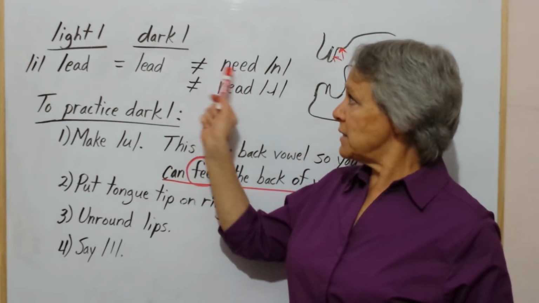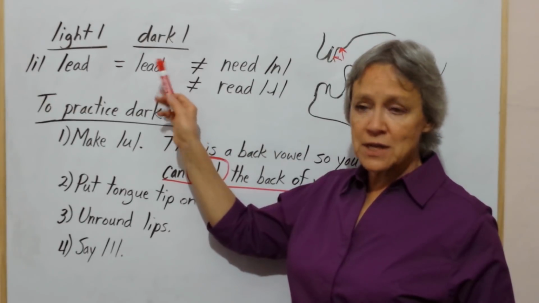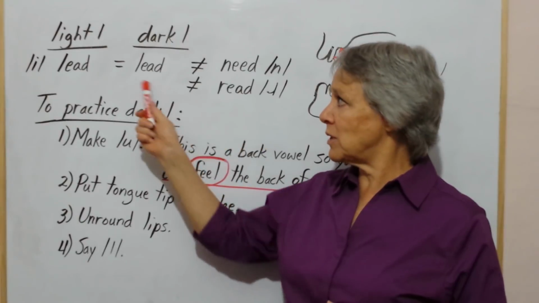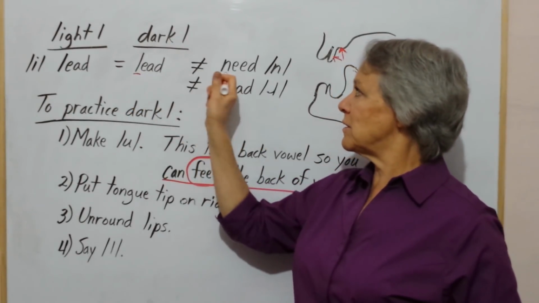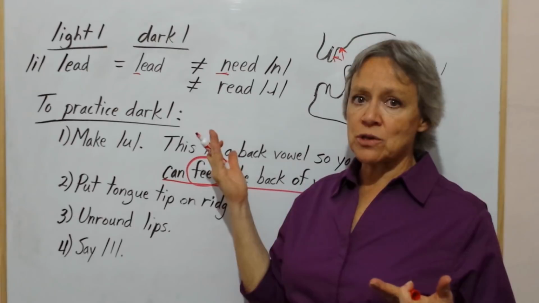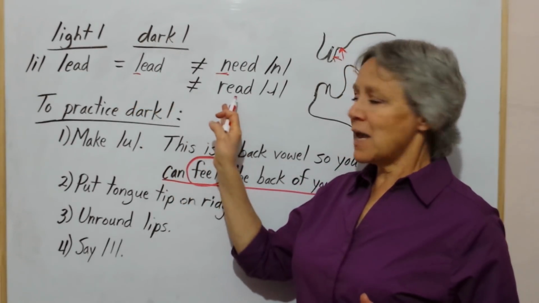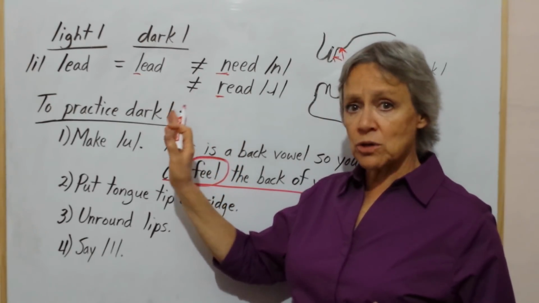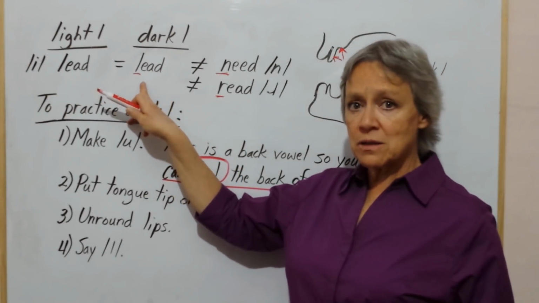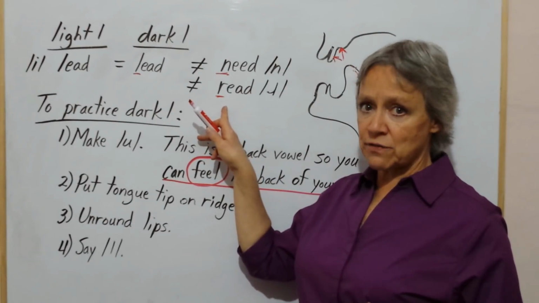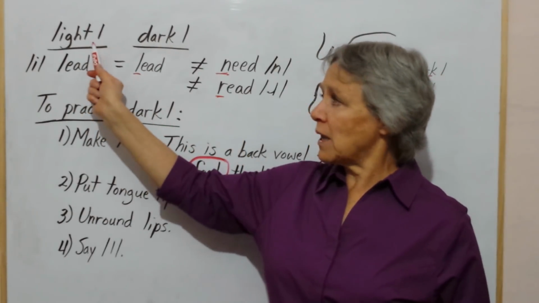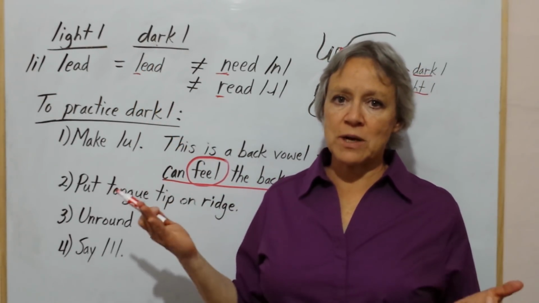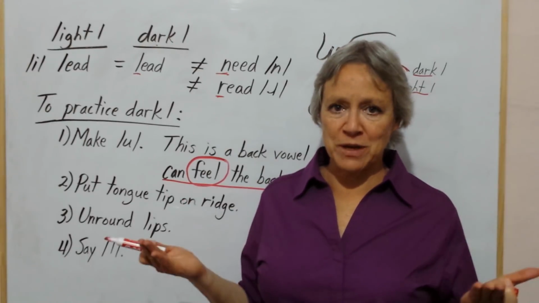So these two are minimal pairs, lead, need. That means that they differ in only one sound. They differ in the L and the N, and they are different words. Or lead and read. This is also a minimal pair. These are different words. So if you make L or R, you will get different words. However, if you make light L or dark L, you don't get different words. It's the same word. So that's why I said, to me personally, it's not a big deal.